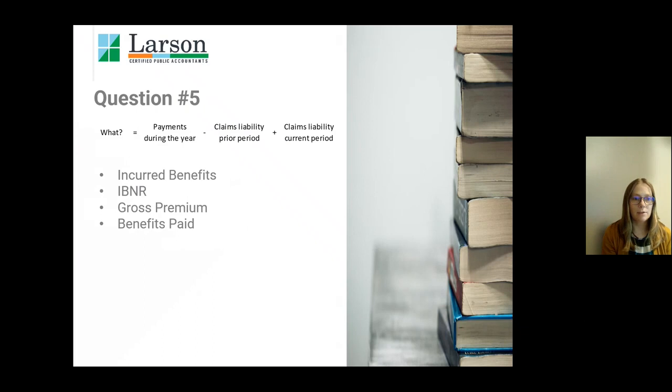Question 5. So following this equation, what does it equal? Payments during the year, less claims liability in prior period, plus claims liability in current period. The answer is incurred benefits. So this takes into account the changes in reserves for the current period.